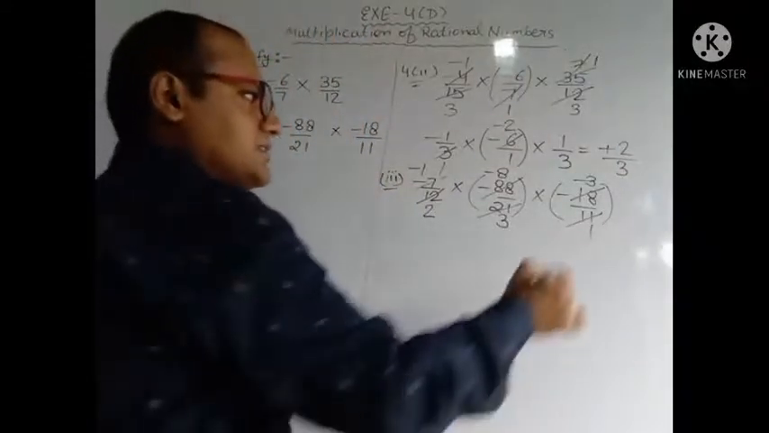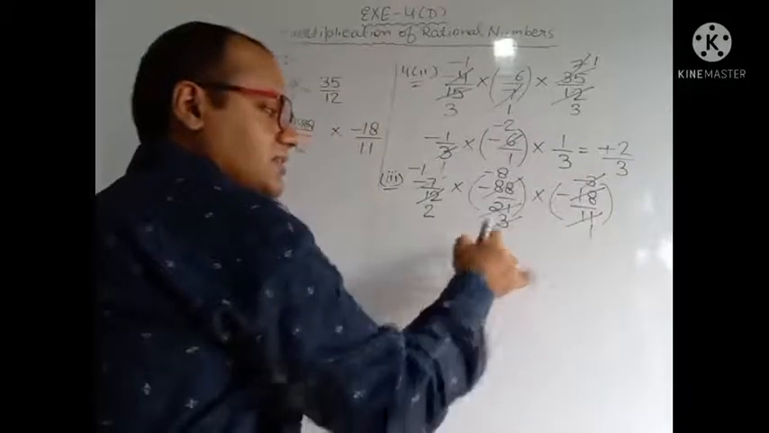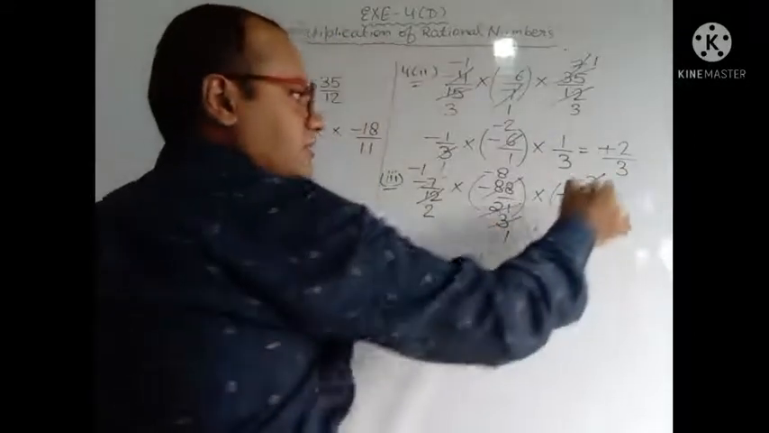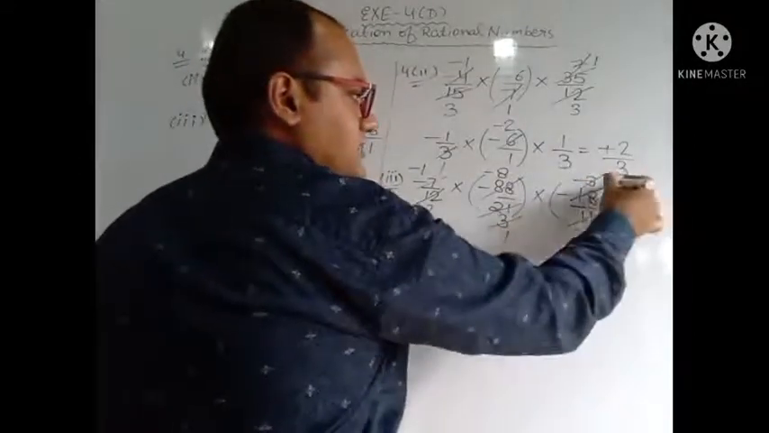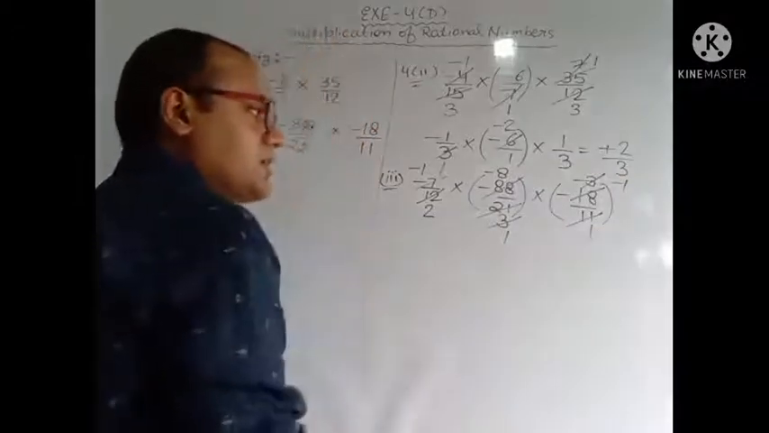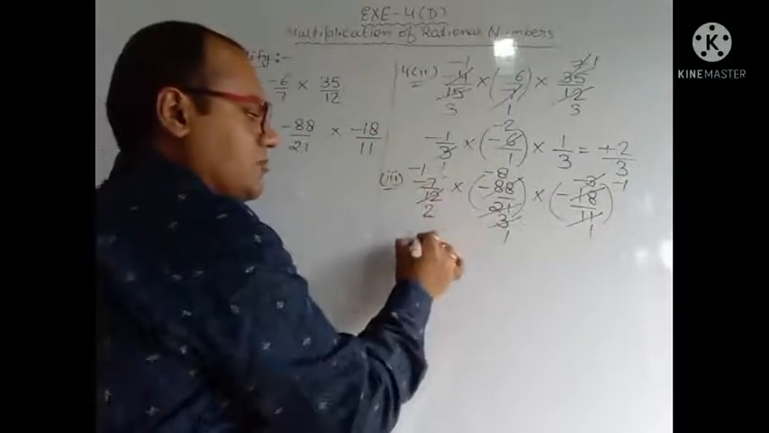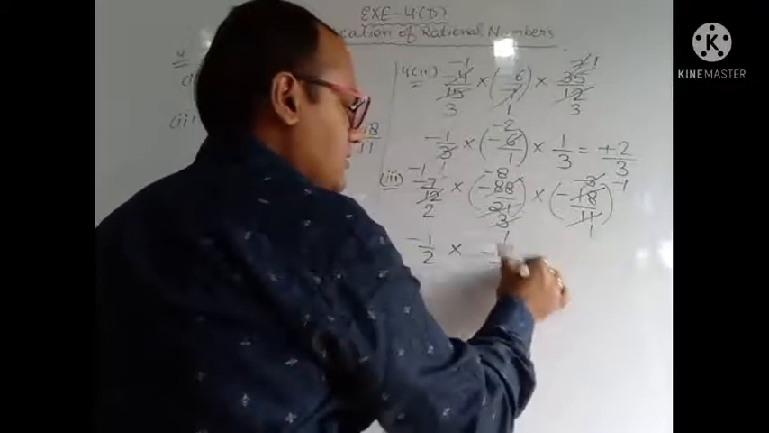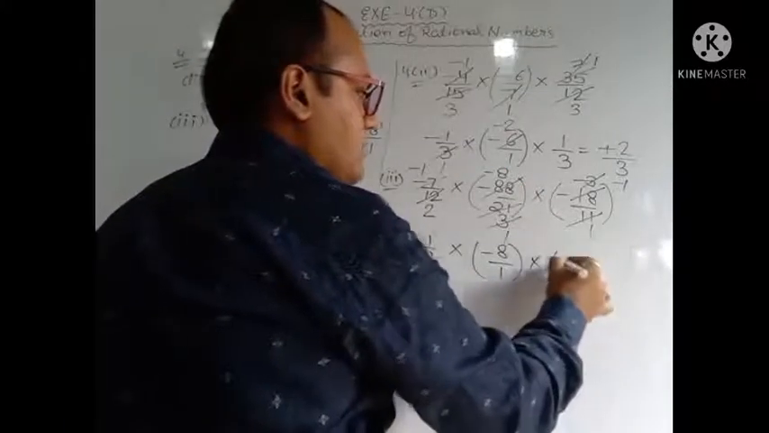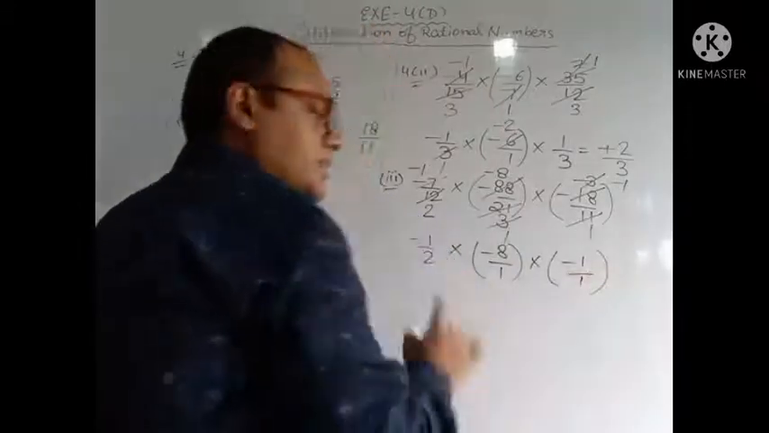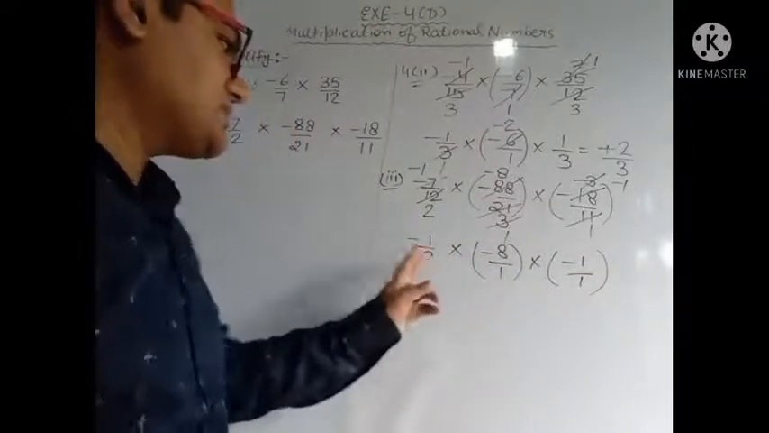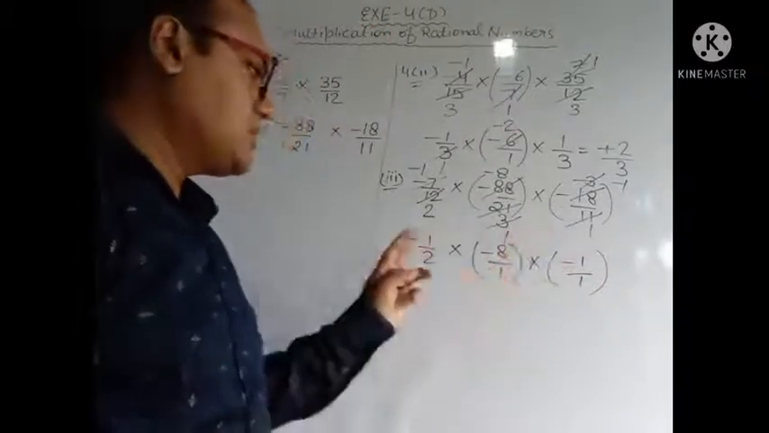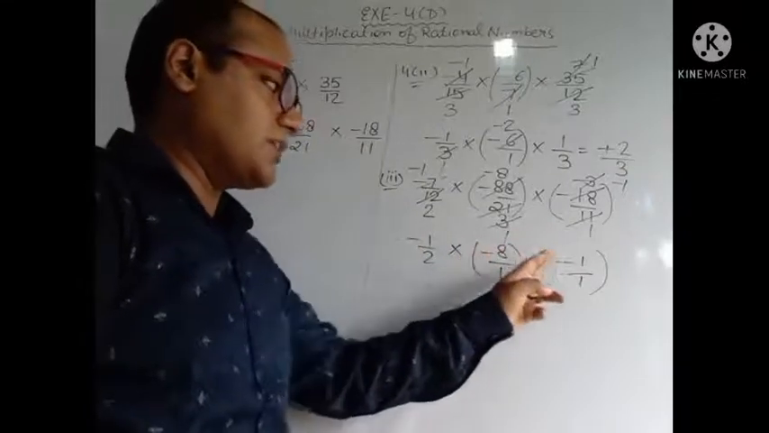Now again this 2 3 we can cancel. 3 1s are 3, 3 1s are 3, here minus is there, so we will put a minus sign also. Now the remaining number is minus 1 upon 2, multiply minus 8 upon 1 in the bracket, multiply minus 1 upon 1. So here in this question you will observe the minus sign is coming 3 times. Minus, multiply, minus, multiply, minus.